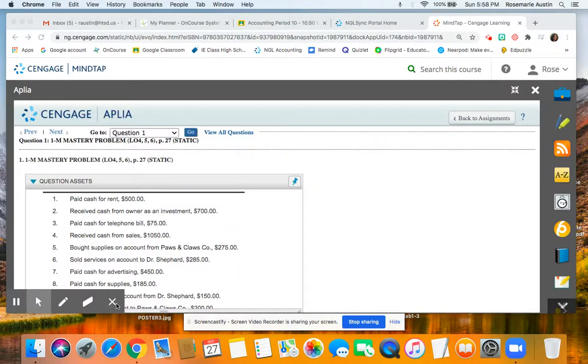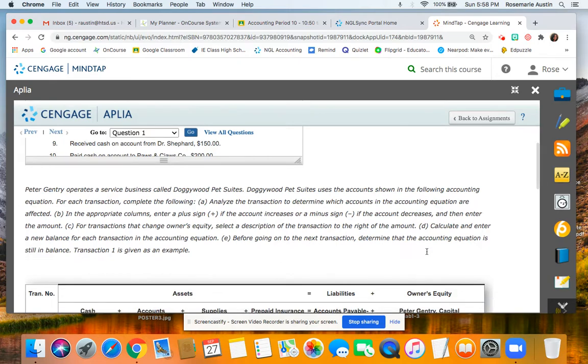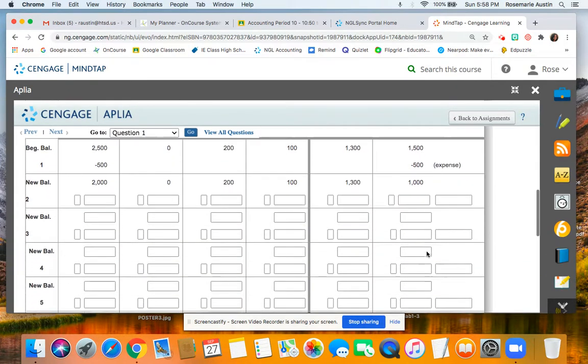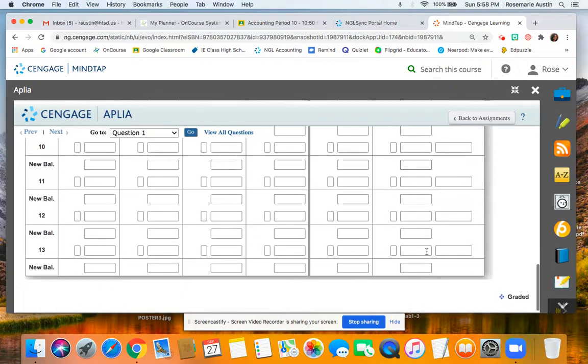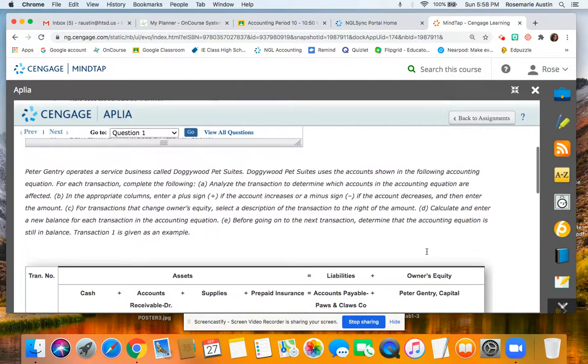Hi everyone, here is a little help for your mastery problem for chapter 1. I'm going to go through these transactions with you. Also going to go through some of the concepts that we learned from last week, and hopefully this will help you complete this problem. This problem is due September 28th, Monday.